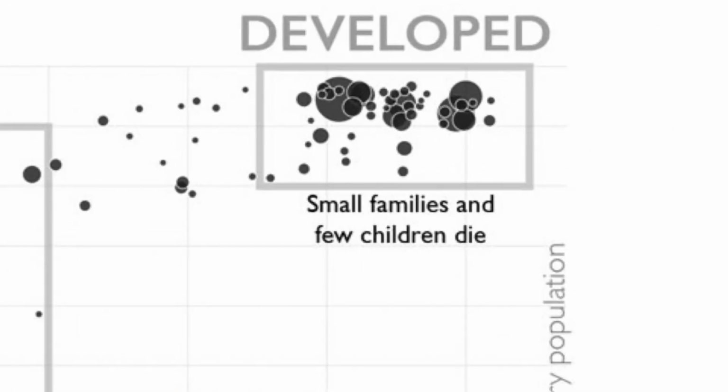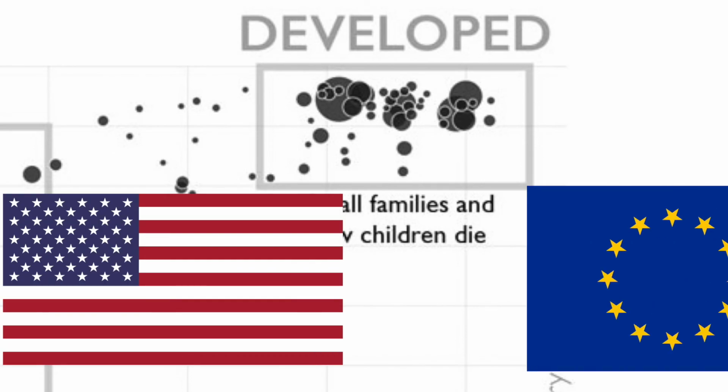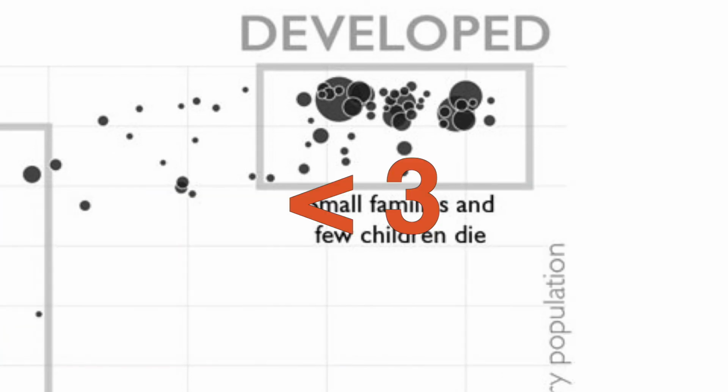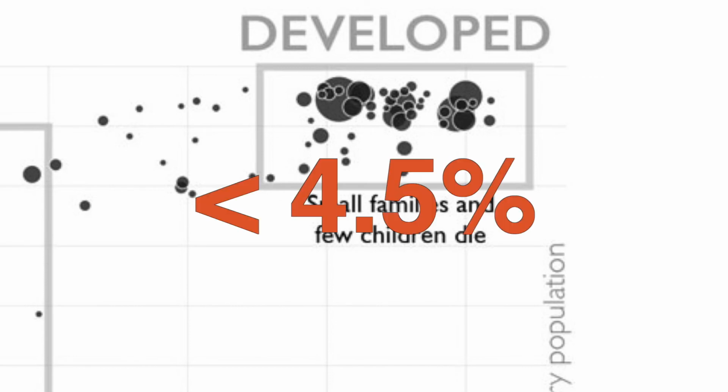To the right, we have countries like the US and most of Europe, where most women have fewer than 3 children, and infant mortality is on average far below 4.5%, which are indicators of prosperity and high standards of living. And this is exactly the image most people have of the world in their heads.